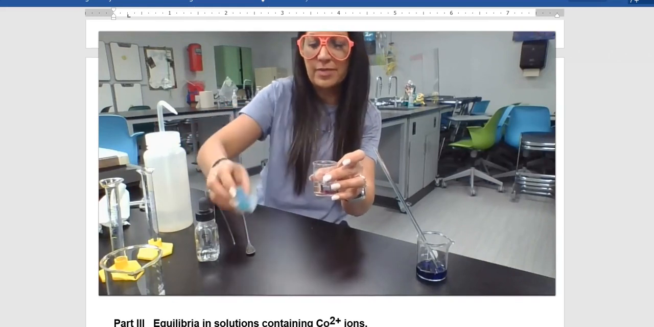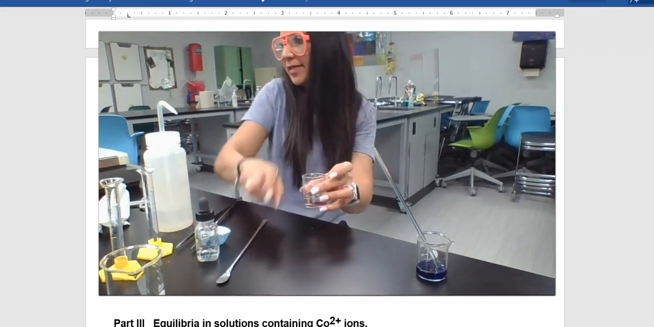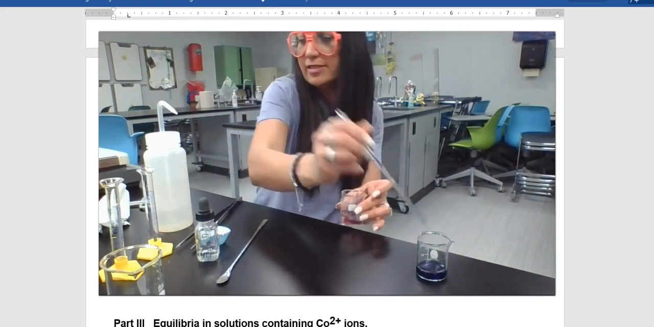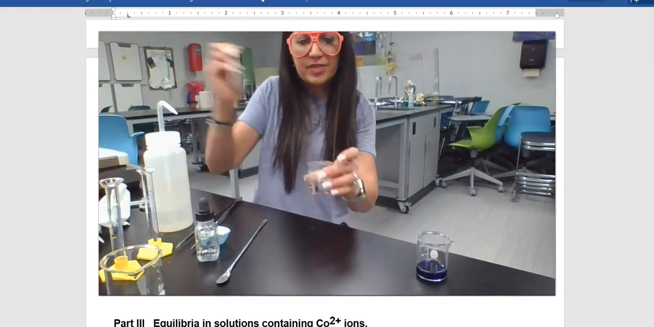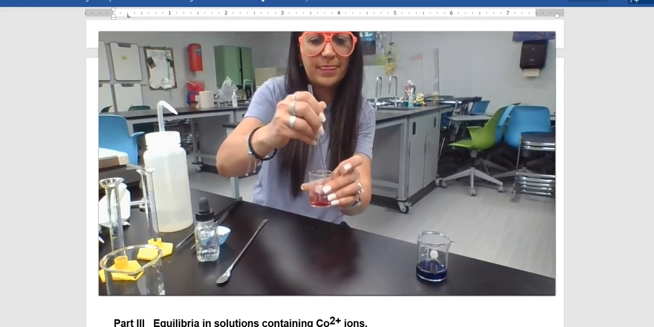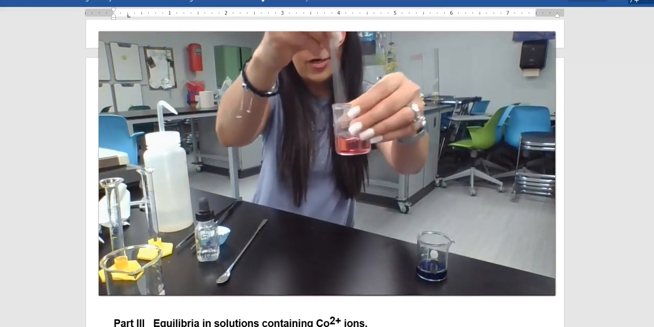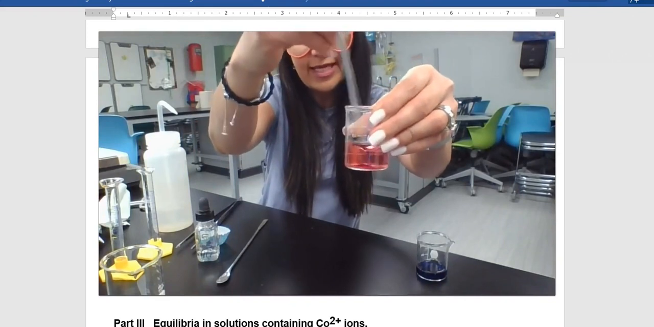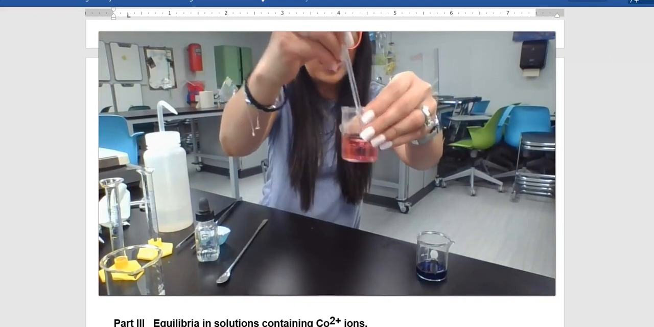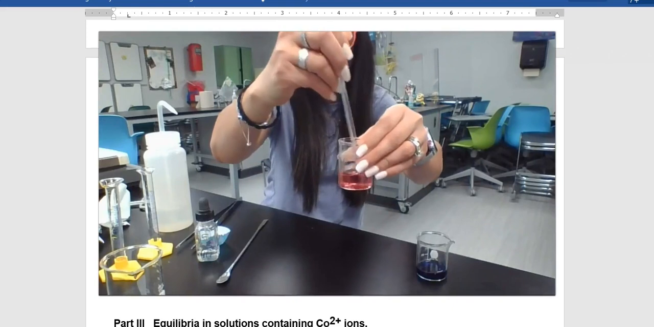This one is just going to be the cobalt chloride. Let's give this one a nice little stir and see what happens. It says, observe the color. This looks to me like more of a pinkish color, especially in comparison to that. That's definitely more of a pink color.